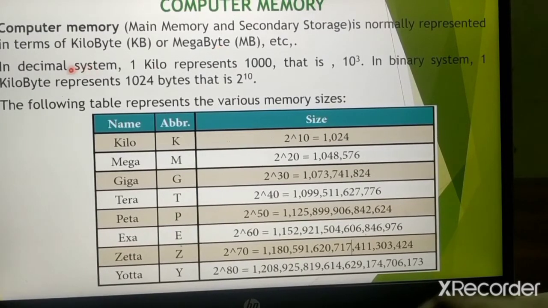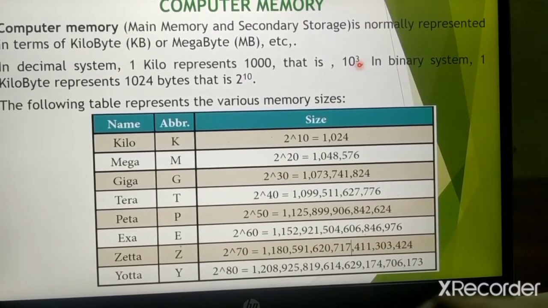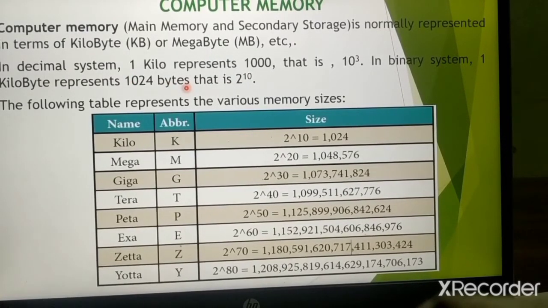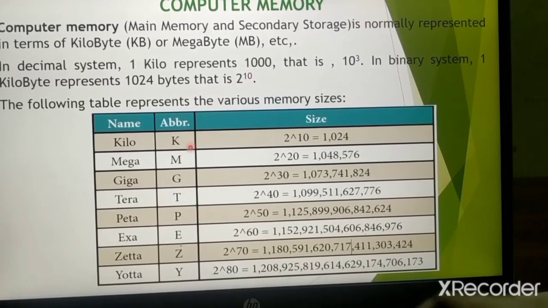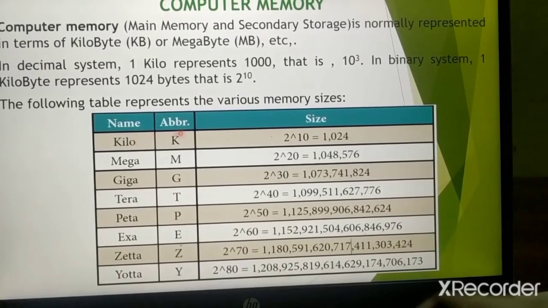Next, in decimal, 1 kilo represents thousand. Thousand means 10 to the power 3, which is 1000. So how can we tell it in computer memory? Computer knows only binary numbers, so we tell it in the form of 2 to the power 10. 2 to the power 10 is equal to 1024 bytes. So 1 kilobyte is equal to 1024 bytes, which is from 2 to the power 10. Like this, we can measure data in computer memory. Here is given the table, kilo is equal to 2 to the power.